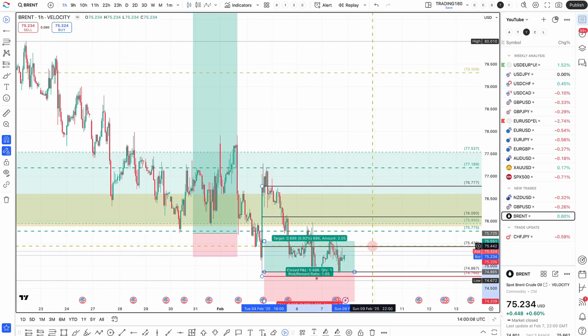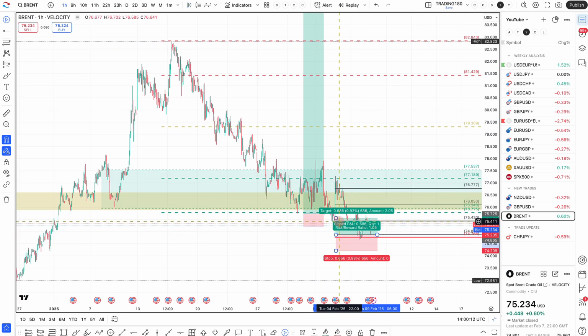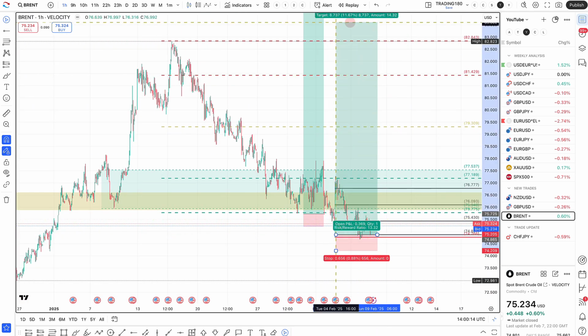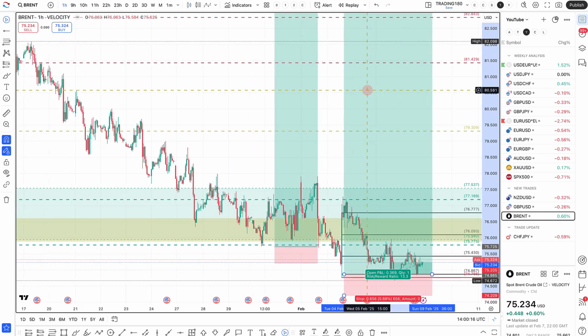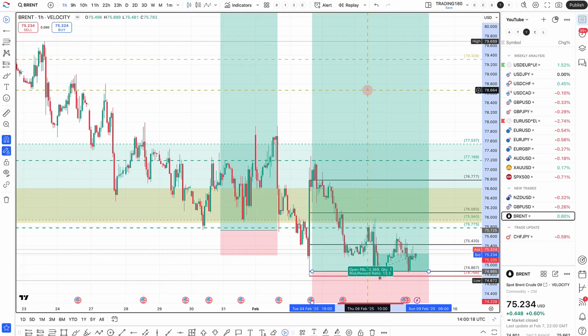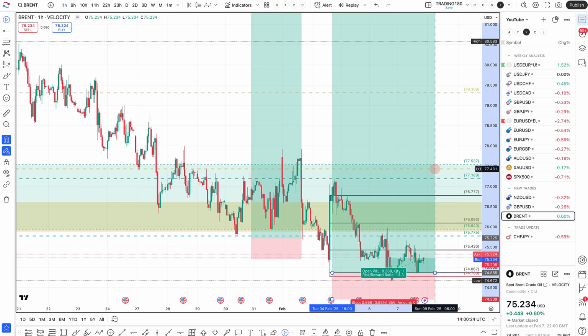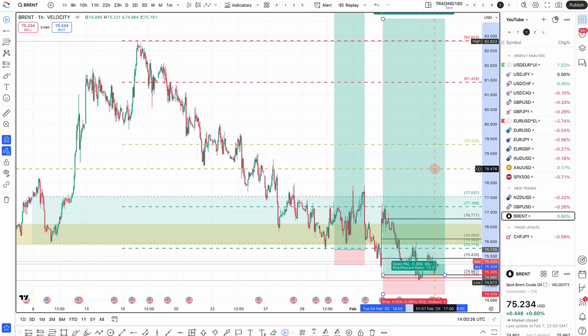I've got a buy position here, buy position there, buy position there, and hopefully, if the sanctions that Donald Trump is putting on Iran do spook the market, then we should see a bit more upside in oil. That's what I'm hoping anyway. So let's see what happens with this Brent trade this week.